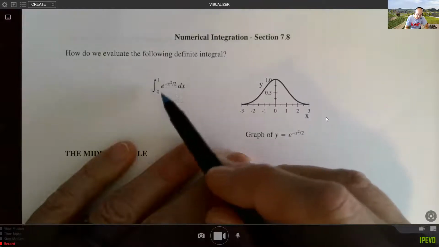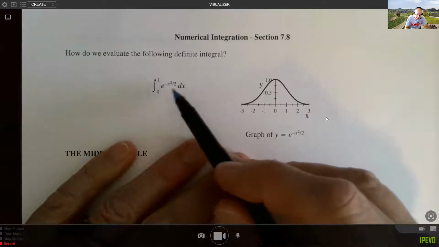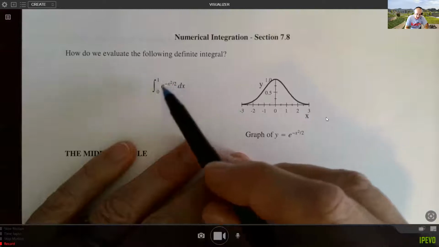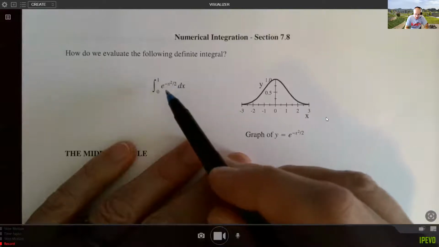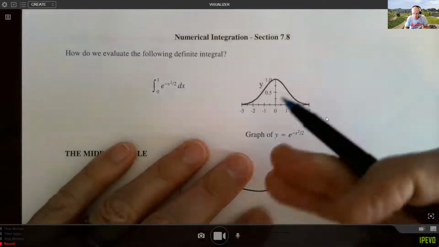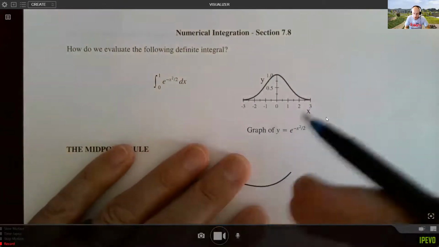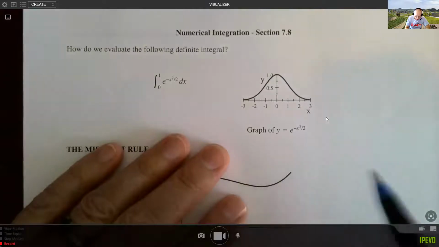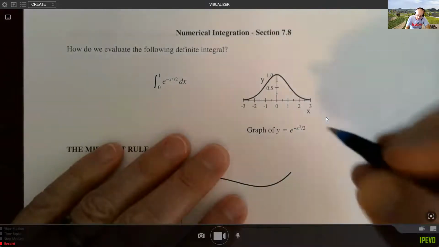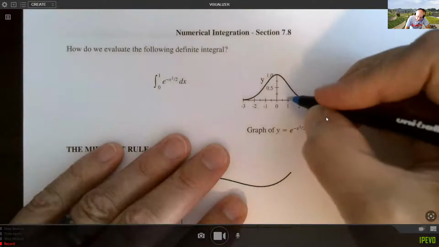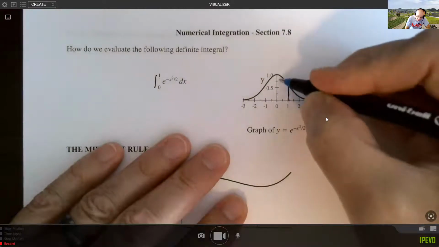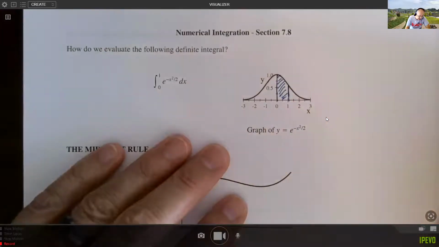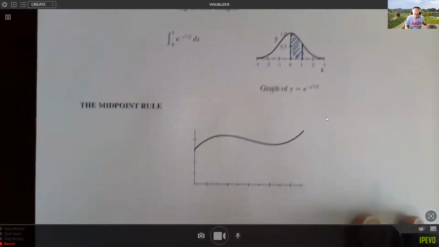Now, later we will talk about infinite series, and we can represent the antiderivative of this function as an infinite series, but that's an infinite number of functions we're adding together. At any rate, let's talk about this. Integrating from 0 to 1, we're essentially finding the area under this curve here, right? And that's what we're trying to approximate. So how can we do that? Well, one way is with the midpoint rule.